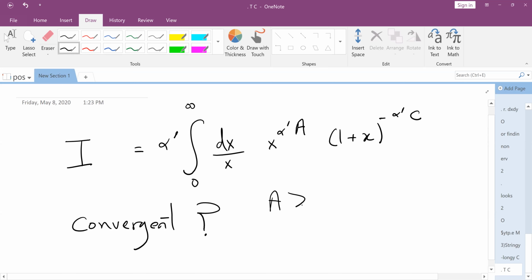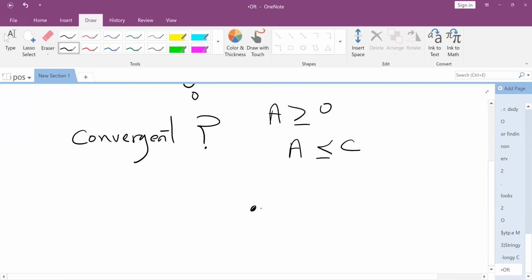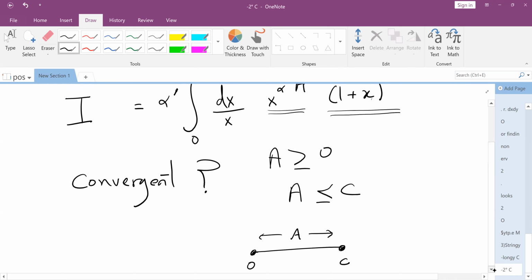Well, obviously we need to have a be positive, but also a can't be too big, because what's saving the behavior as little x goes to infinity is this power, and if that's overwhelmed by a, then the integral won't converge anymore. So I also have to have that a is less than c, so greater than or equal to 0 and less than or equal to c. Okay, so if I just draw this interval from 0 to c, a has got to live in here.